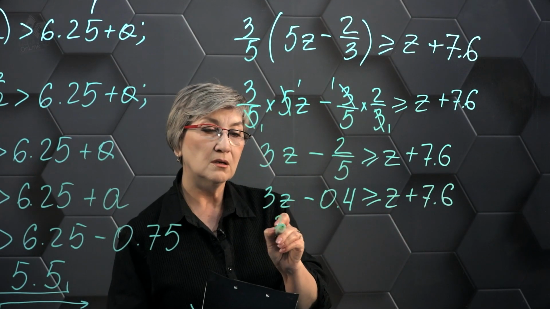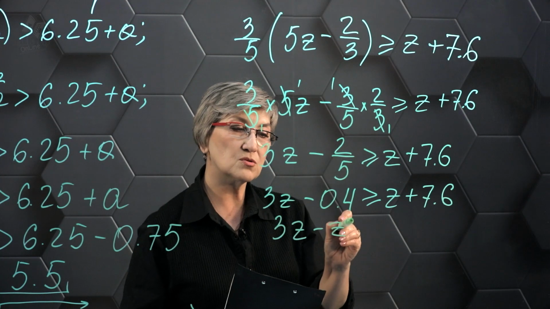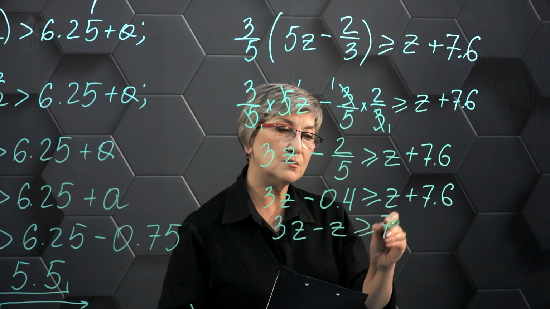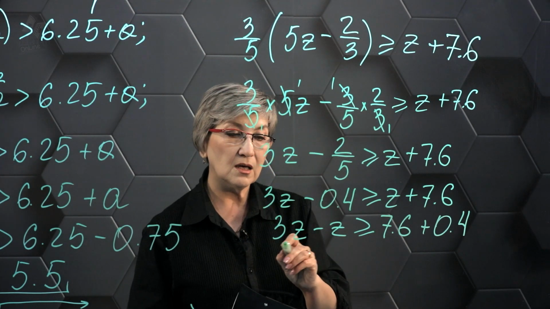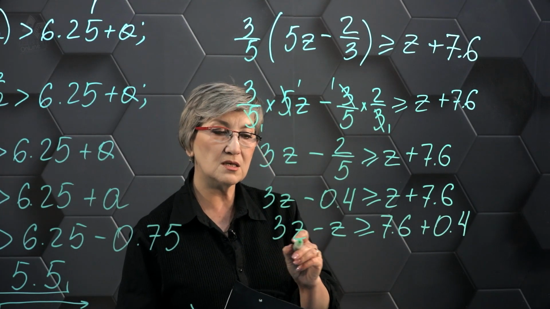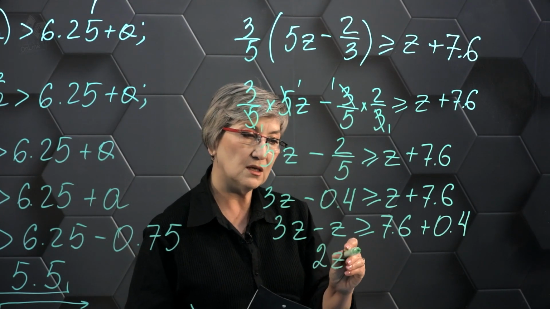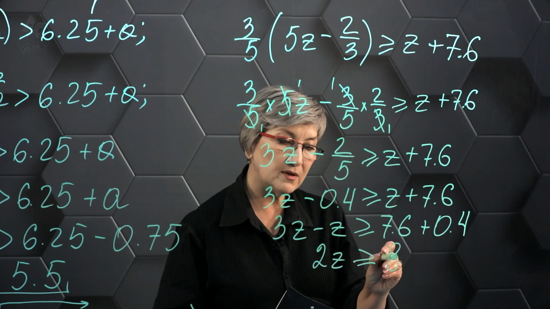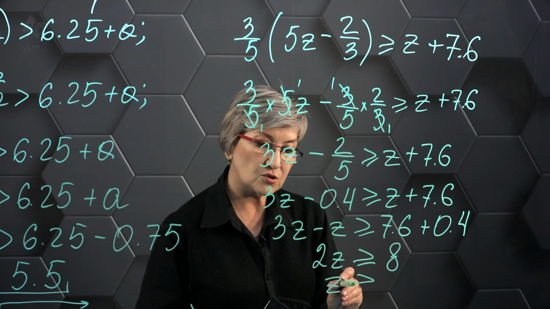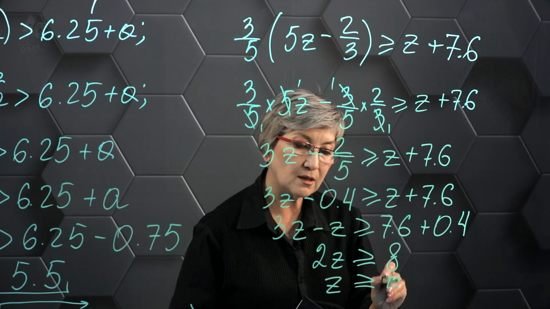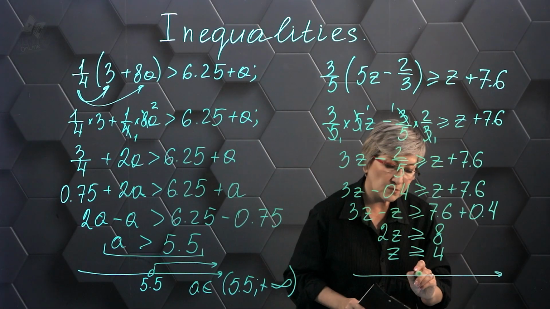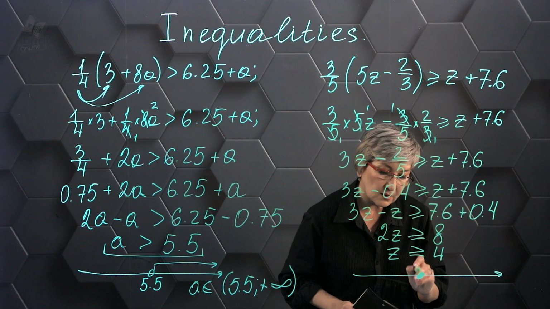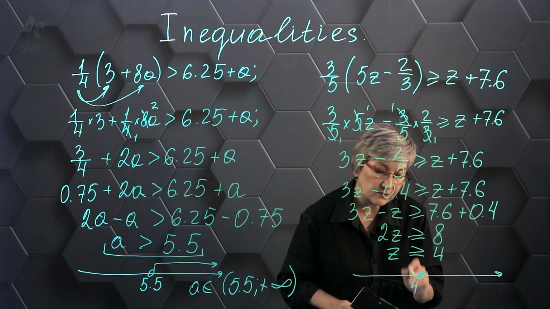Next, we find 3z minus z is greater than or equal to 7.60 plus 0.4. We just need to count now. 3z minus z is 2z, at least 8. It is evident that z is greater than or equal to 4. On the axis, we will draw a point at 4.